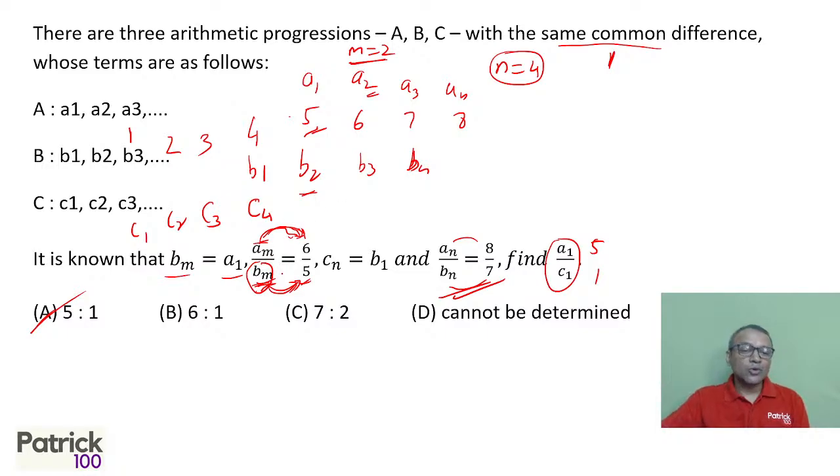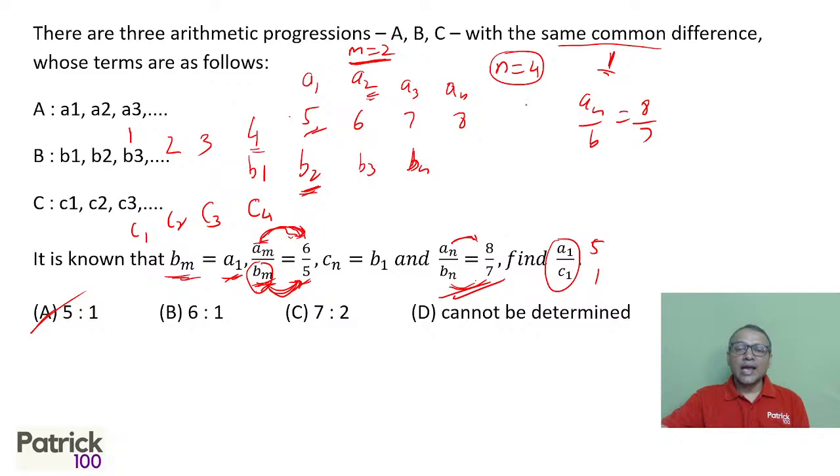I repeat this once more. BM is 5, and BM is A1, so it means A1 is also 5. Now A2 is 6, I have taken the difference as 1, and AM is 6 we have taken. So 2 becomes M, which means B2 will become 5. Since the common difference is the same, B1 becomes 4. Now we want AN 7 and BN 8, which comes at 4. If you look at A4 upon B4, it is 8 upon 7.